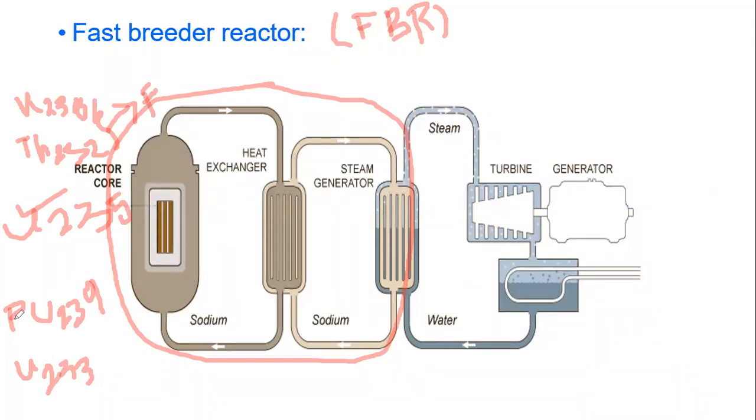By using the moderator, the fast neutron will be converted into the slow neutron. Why? Because the fast neutron has an enormous amount of energy. That's why the fast neutron is converted into the slow neutron by using the moderator. But in the case of FBR, we are using some fertile materials.